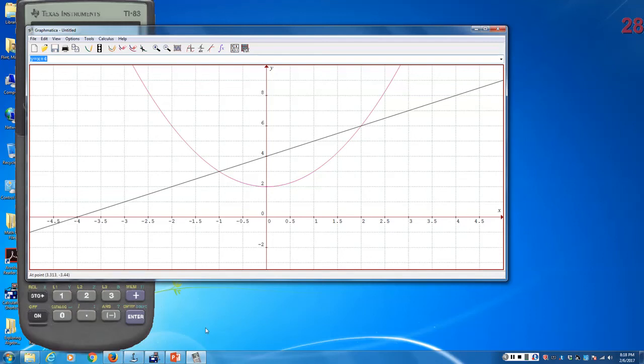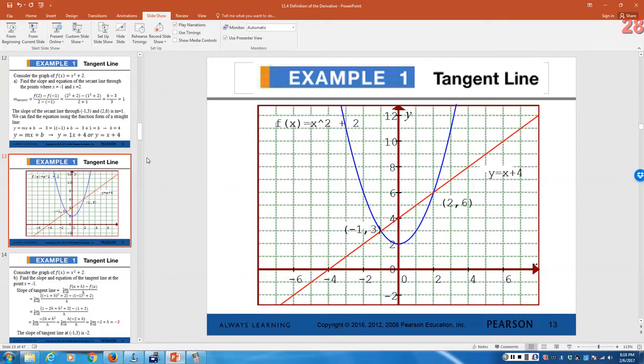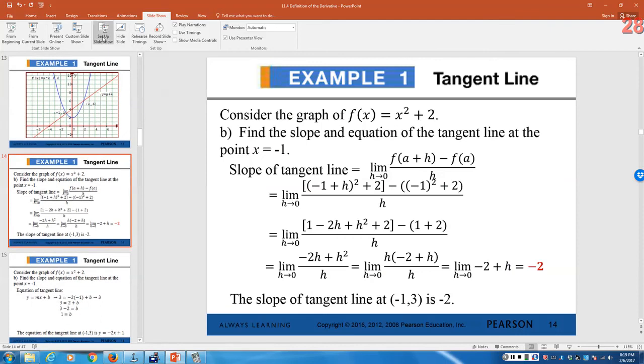So let me escape from there and bring back the PowerPoint. But that's what I used to construct this graph. And as you can see, I've been able to annotate it and have it do all kinds of nice things. So that'll save you time when you're on a test or on a quiz. And I will allow you to use Graphmatica for anything that you want to use it for if you like it. So going back to example 1 now and talking about the tangent line, it says find the slope and equation of the tangent line at the point x equals -1. Okay? The slope of the tangent line at x equals -1.